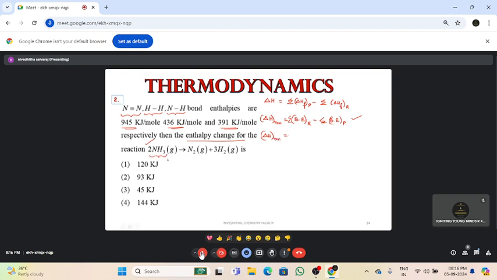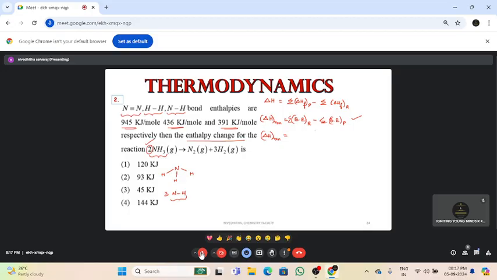Ammonia is my reactant. As far as ammonia is concerned, nitrogen is my central atom, connected with 3 hydrogen atoms. So in each ammonia, we have 3 nitrogen-hydrogen bonds, right? But according to this equation, we have 2 moles of ammonia. So totally, how many nitrogen-hydrogen bonds will be there? In one ammonia we have 3, so in 2 moles of ammonia, how many? Ma'am, 6. 6. Very good.